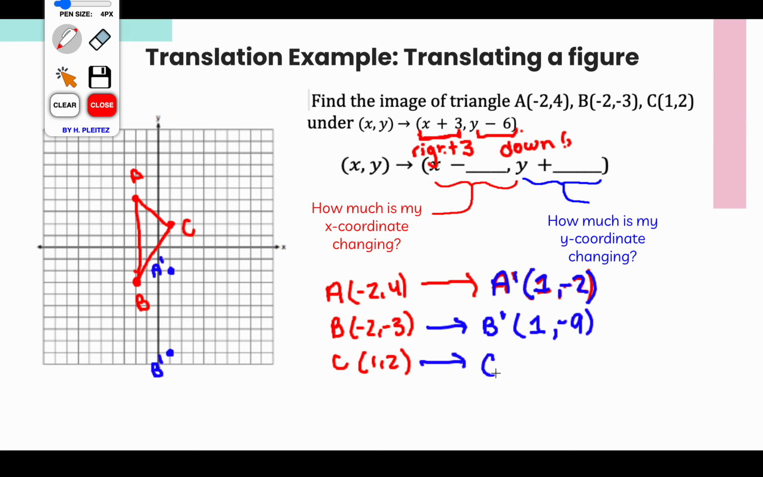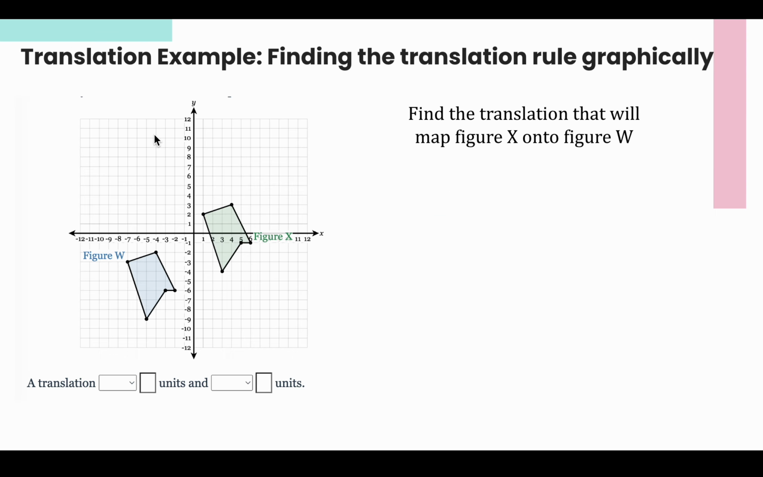And then for C prime, again, we are adding 3 to our x-coordinate, so that gives us 4, and we are subtracting 6 from our y-coordinate, which gives us -4. So if we plot that, it looks like that. And there are the coordinates of our image. So again, the main idea is how much are my x-coordinate and y-coordinate changing?